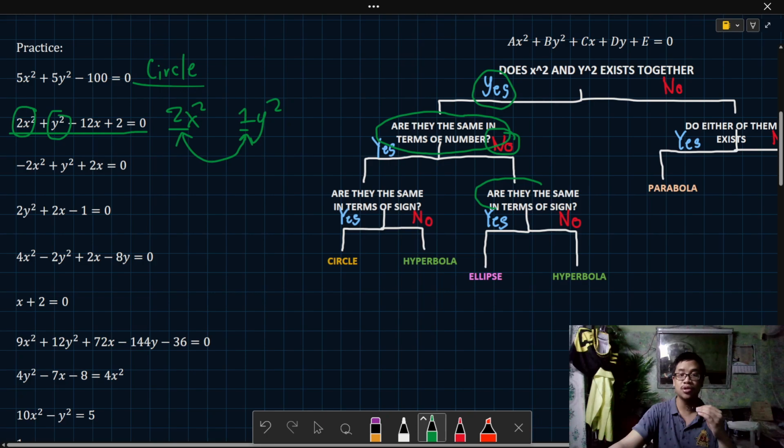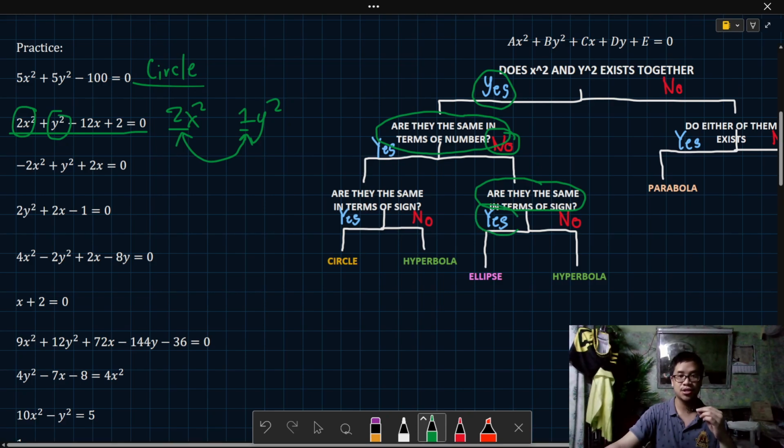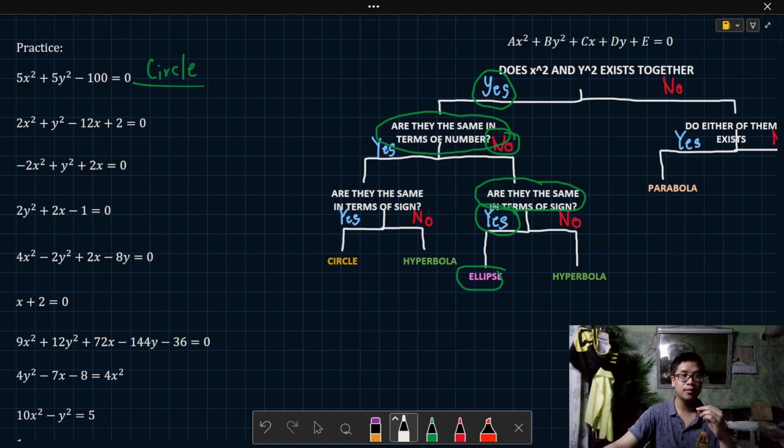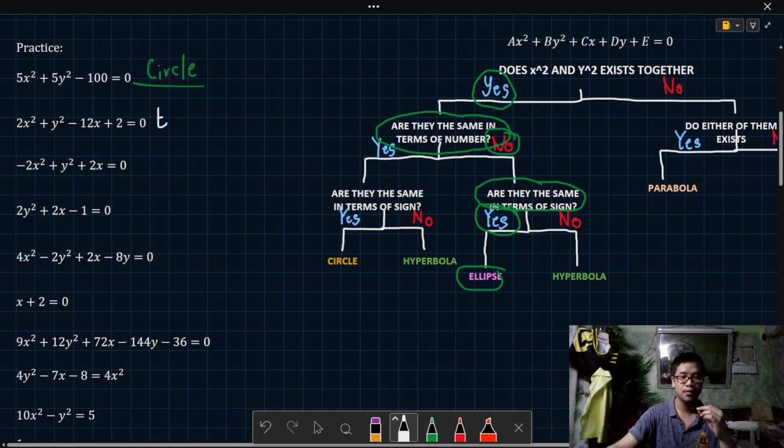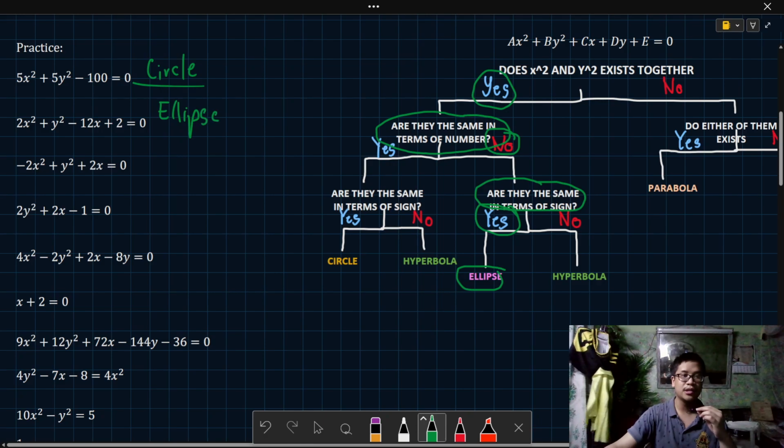Now we proceed to the third question: are they the same in terms of sign? Both of them are positive, so it's a yes. If it's a yes, that means it's an ellipse. The answer for this problem is ellipse. Oh, wait, I misclicked. Forgive me. This is an ellipse.